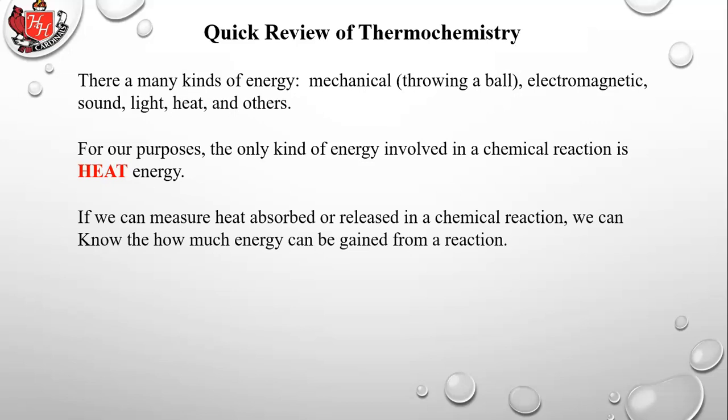If we can measure the heat absorbed or released in a chemical reaction, we can know how much energy can be gained from that reaction. And that chemical energy could be used for other things. It could be used for powering a machine, such as a car. It could be used for producing light. It could be changed into other forms of energy, transformed into other forms of energy.